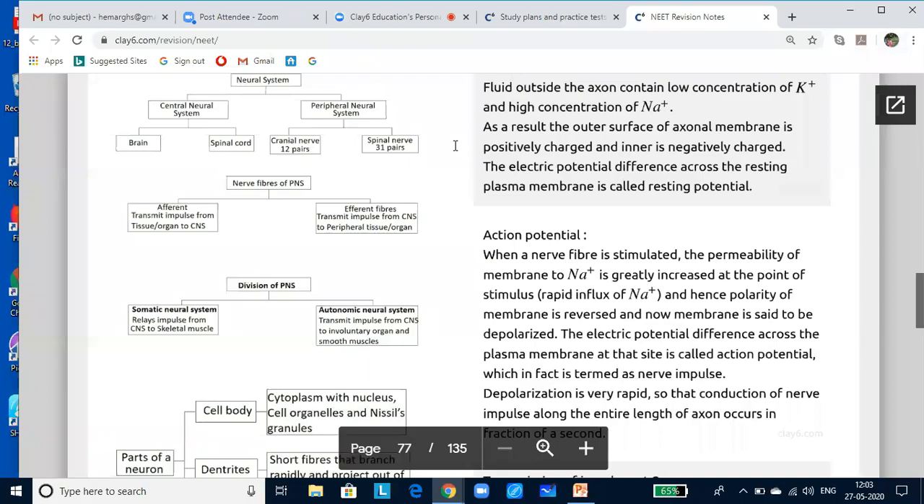Now, the peripheral nervous system includes the autonomic nervous system, and this was discovered by Langley. It is entirely motor and operates without conscious control. Autonomic nervous system consists of two divisions, the sympathetic nervous system and the parasympathetic nervous system.